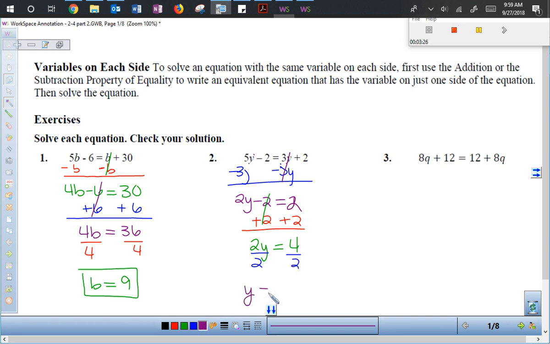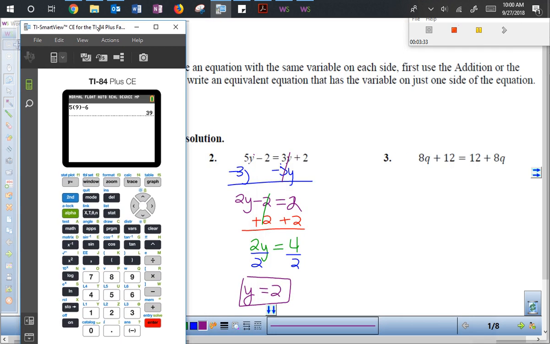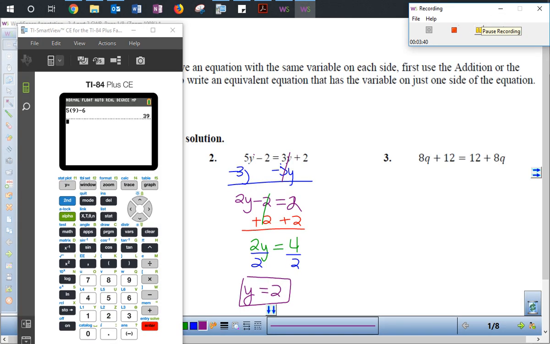y equals 2. And again, to check that, we just need to substitute it in on each side to see if we get the same number. If I substitute it in on my left side, I'm going to have 5 times 2 minus 2, which will give me a value of 8. Now let's see if I get that same thing when I substitute 2 in on my right side. 3 times 2 plus 2. And I get the same number, so we're okay.